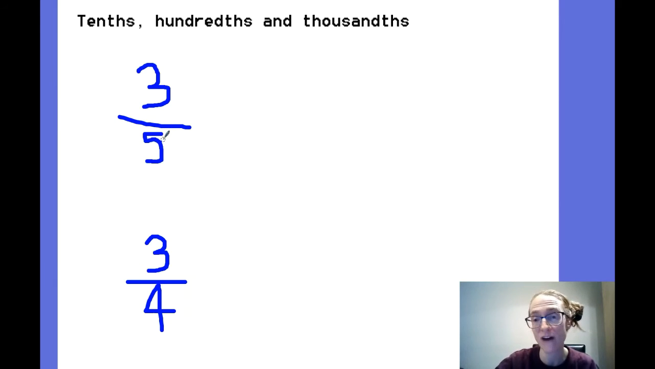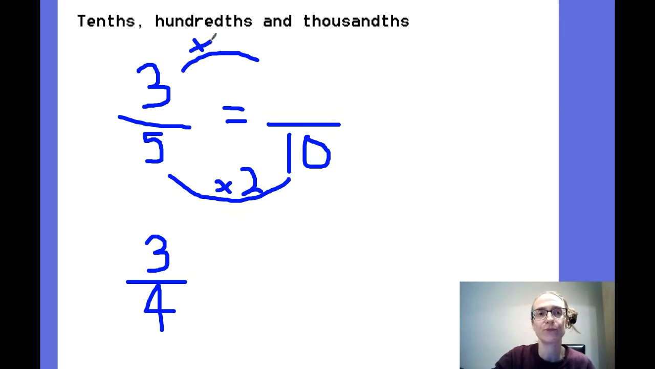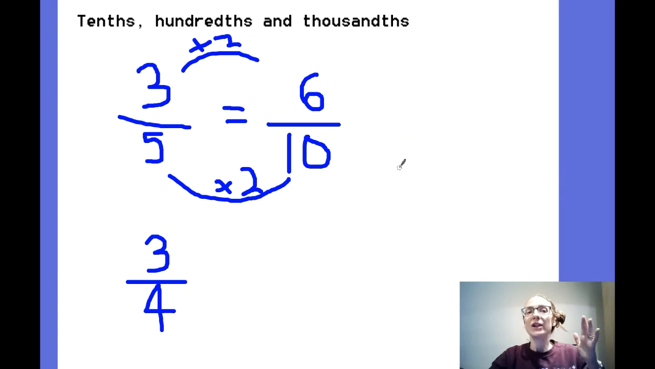Is 10 or 100 or 1,000 a multiple of that denominator? So in this case, we've got 5. Does 5 fit into 10? Yes, it does. So that makes it easy. We can use equivalent fractions. So we can change that 5 into 10. And what did we do to change 5 into 10? We multiplied by 2. So we have to do the same to the top. 3 times 2. And we end up with 6. So 3/5 is the same as 6/10.